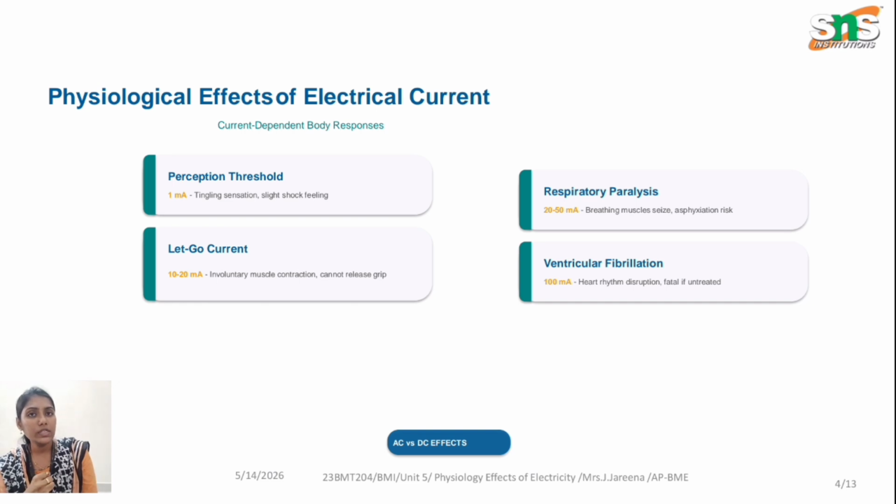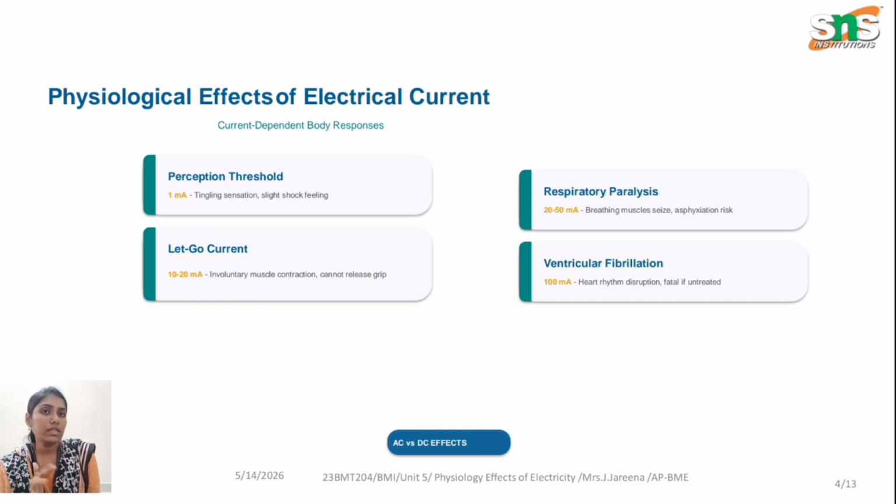The current levels, for example, 1 milliampere, if it is passed into the body, that limit is called the perception threshold. The reason is that the human will start to feel a sensation like tingling. So they will slightly have a kind of shock feeling, but it will not lead to any worse case. So that level limit is called the perception threshold.